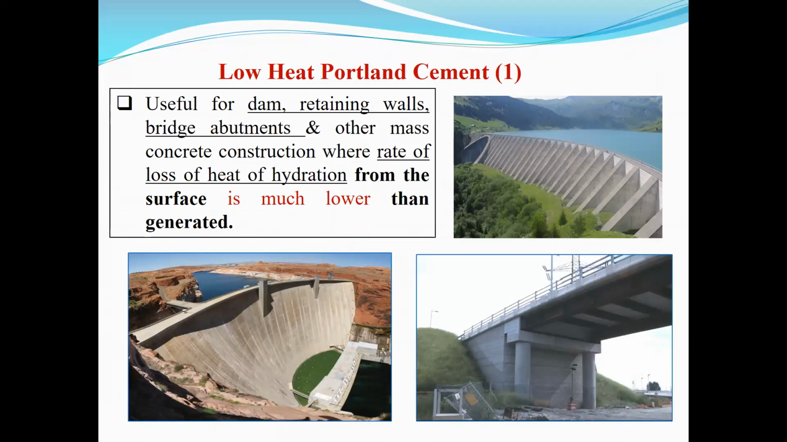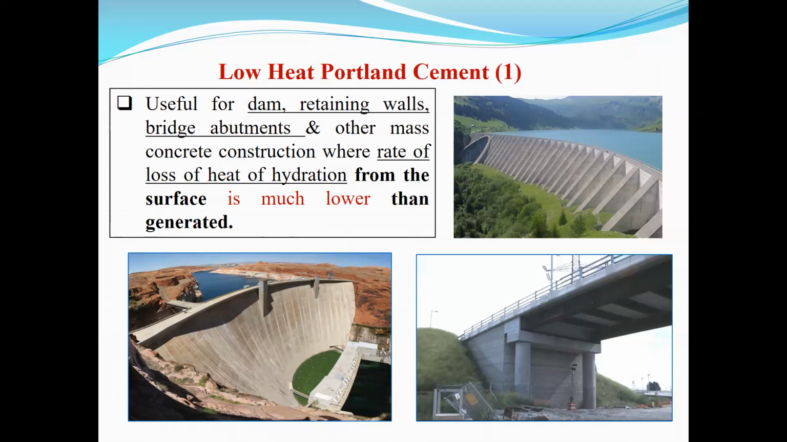Okay. So this type of cement is used in dams and retaining walls. So you can see here a dam, then a retaining wall. This is a buttressed retaining wall. Then the bridge abutments and other places where you need mass concrete construction. What happens when you pour concrete in huge volume? A huge amount of heat is produced due to the hydration.